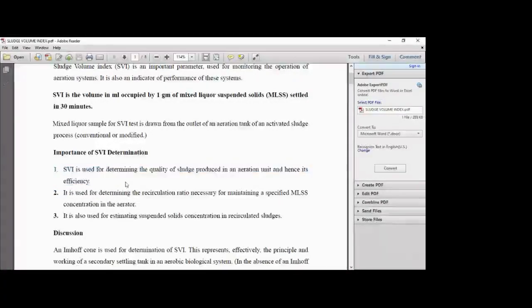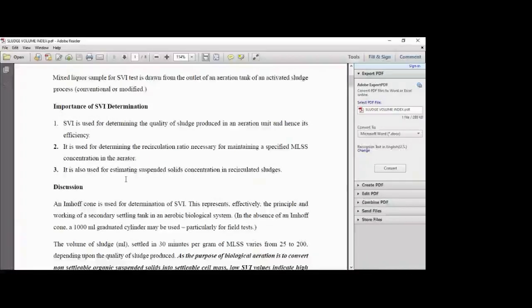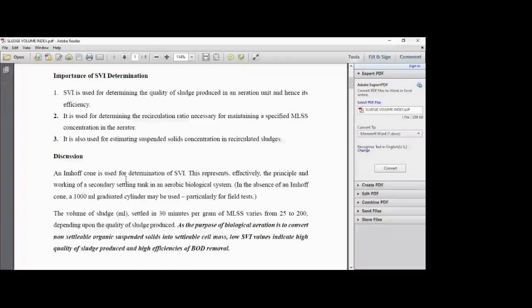So if someone asks you why to do this SVI test, you should be able to tell them: it tells me the quality of the sludge that is getting formed in the aeration unit, and because of that I can tell the efficiency of the aeration unit, which is doing the secondary or biological treatment. It is also used for determining the recirculation ratio necessary for maintaining a specified MLSS concentration in the reactor.